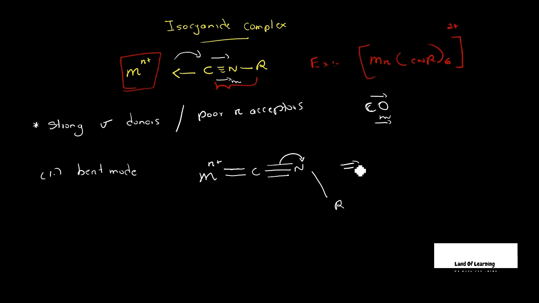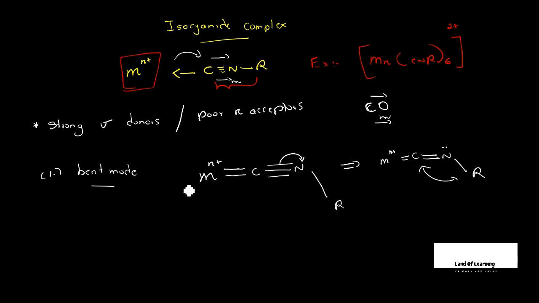So now the nitrogen will have a lone pair, which will repulse through this force, which makes it a little bending character. This is why it is called bent mode, right? This happens when the metal center can form backbonding phenomena with the carbon.